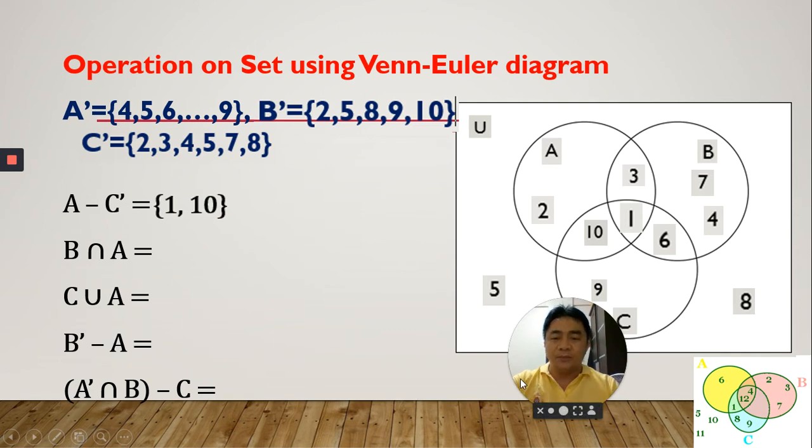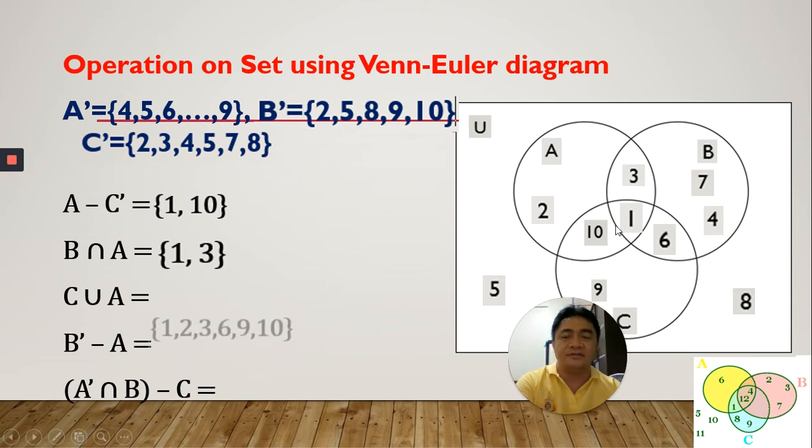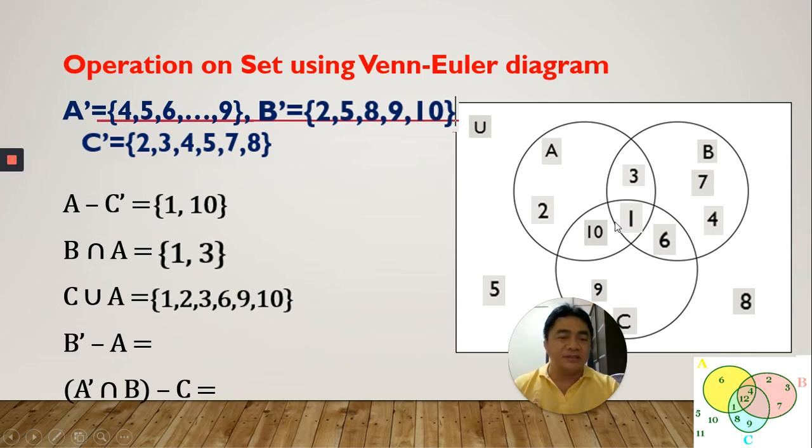Okay, so we have here B intersect A. Remember that we have here B, and we have here A, right? So the intersection is the common elements between the two sets. So we have here 1 and 3. There we go, 1 and 3. C union A: this is C combined with A. Okay, so we have here 1, 2, 3, 6, 9, and 10.